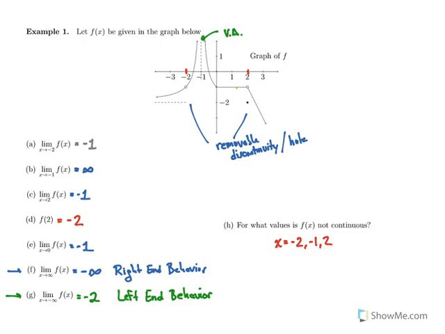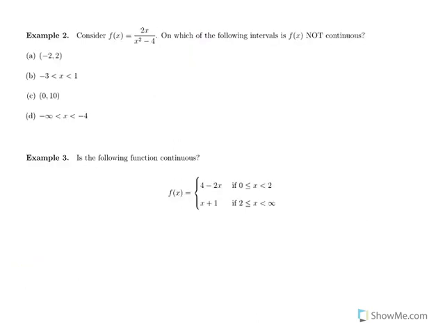All right, onward. Next example, consider the function 2x over x squared minus 4. On which of the following intervals is the function not continuous? So what we're going to try to answer is, where are the discontinuities? Where are the problem areas? So this function has issues when the denominator is equal to 0. We have domain issues.